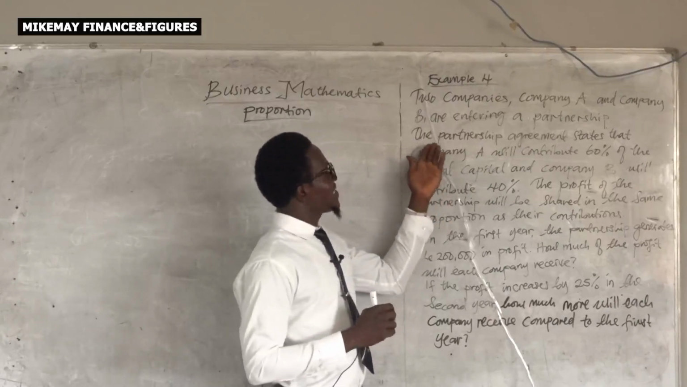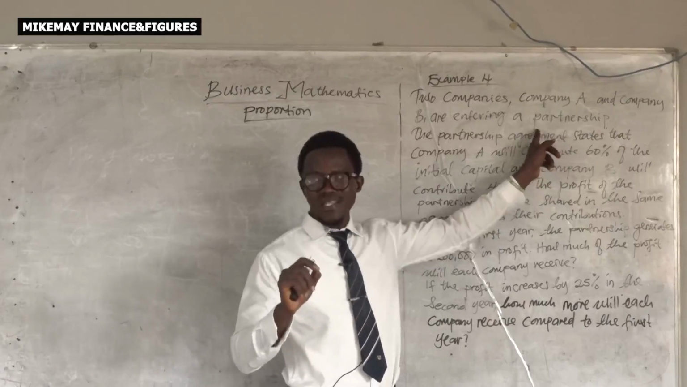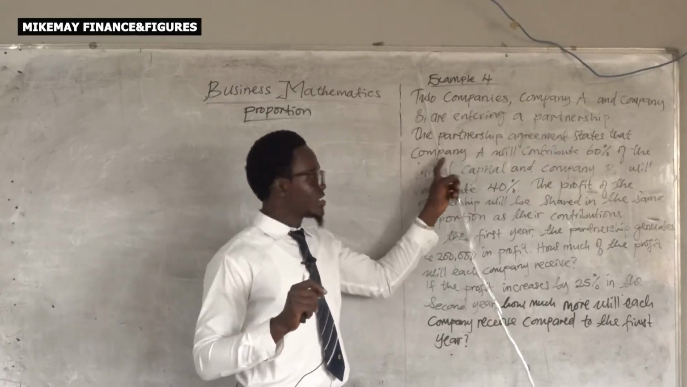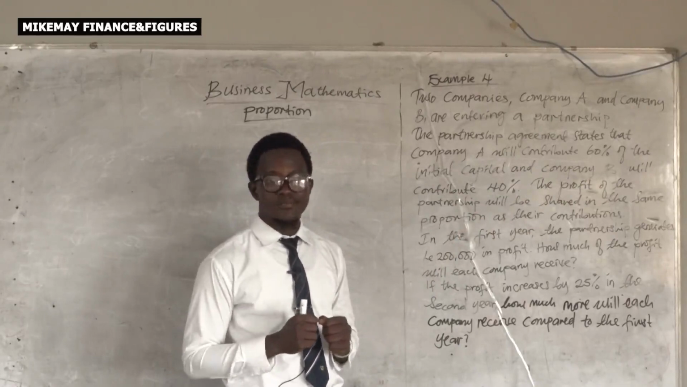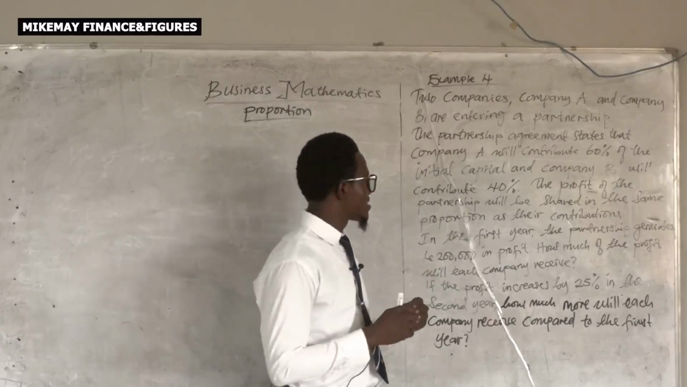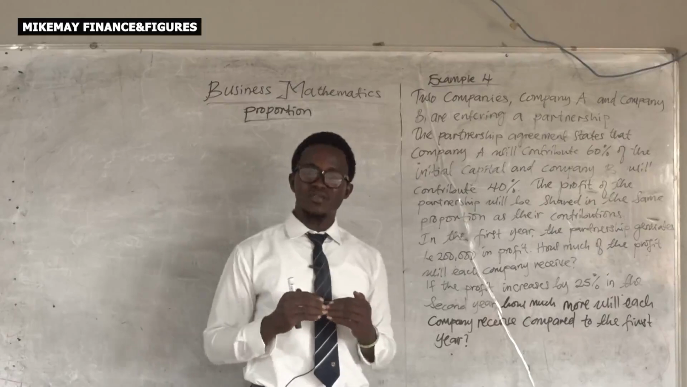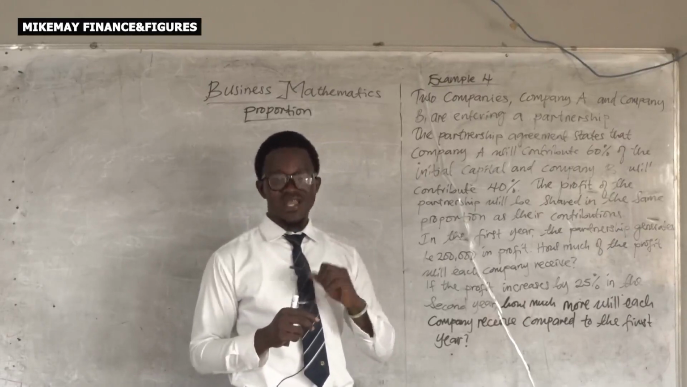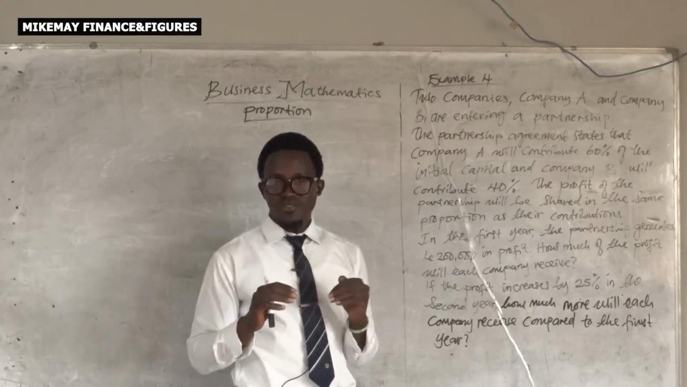So, the partnership agreement states that, all right, this is the partnership agreement. Normally we call it the partnership deed. So the deed states that Company A will contribute 60% of the initial capital, and Company B will contribute 40%. You see that? Out of the initial capital that they should use to start up the business, Company A is charged with the responsibility to contribute 60% of that amount, whereas Company B has to contribute just 40%.